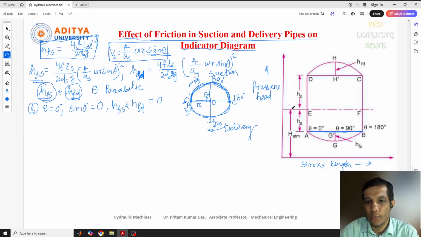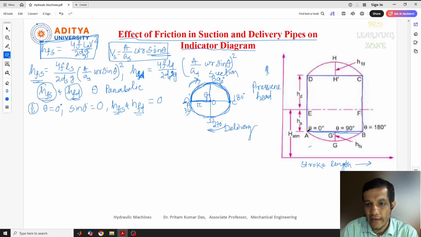Now let's come back to this diagram here. As I told you, this is our stroke length. This ABCD diagram is the ideal indicator diagram we got. After that, we discussed the acceleration effect in the suction and delivery pipes, and we have represented that in the indicator diagram also. That was a little bit inclined, as you remember from the previous lecture, where we got an inclined line like this, and here also an inclined line. Anyway, for the effect of friction, what I got in the first condition is that HFS and HFD both are 0 when theta equals 0.